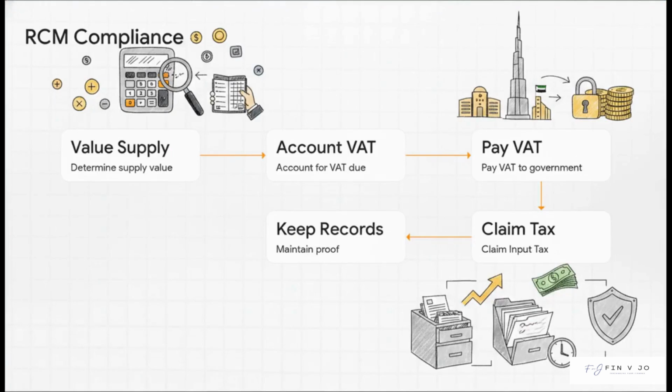As the buyer in an RCM scenario, you instantly take on 5 major responsibilities. Number 1, you've got to determine the actual value of the supply that VAT needs to be levied on. Number 2, you must account for the VAT due on these reverse charge supplies in your own records. Number 3, and this is the big one, you have to actually pay that VAT directly to the government. Number 4, depending on your eligibility, you can claim input tax. And finally, number 5, you must maintain meticulous records. Seriously, these records are your ultimate proof of tax payment, and they are absolutely crucial for audit defense and for securing that input tax claim.